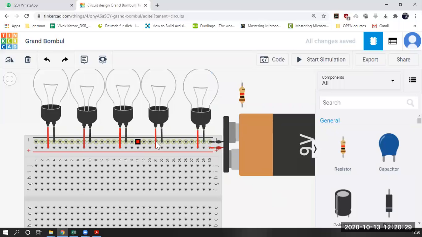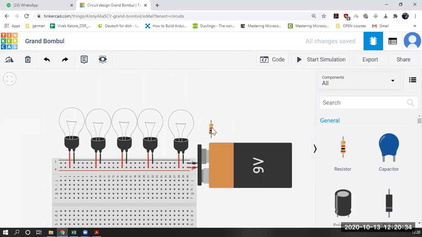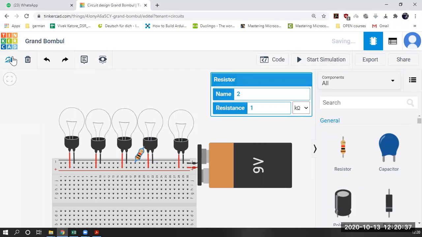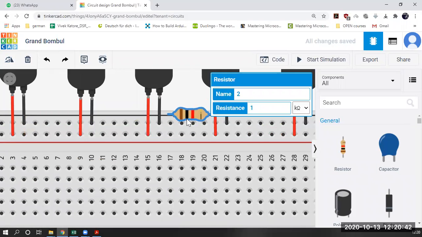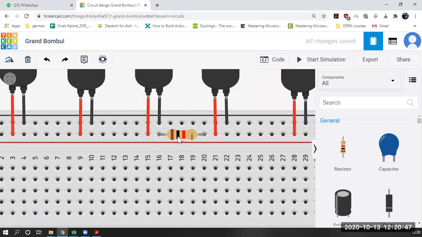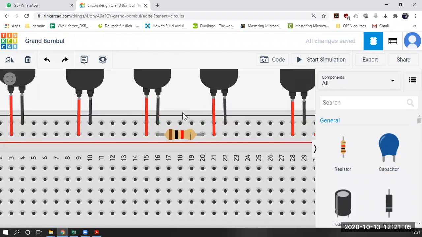Suppose I want to connect a resistor here. So I will take a resistor. Okay, rotate it. See, either I can place it like this, I will place it here, or I can draw the wire like this. I can do both of the types. I can do like this or like this. So I'm just keeping it like this.